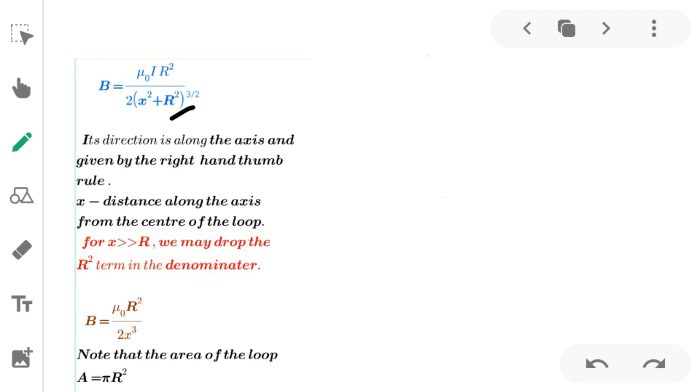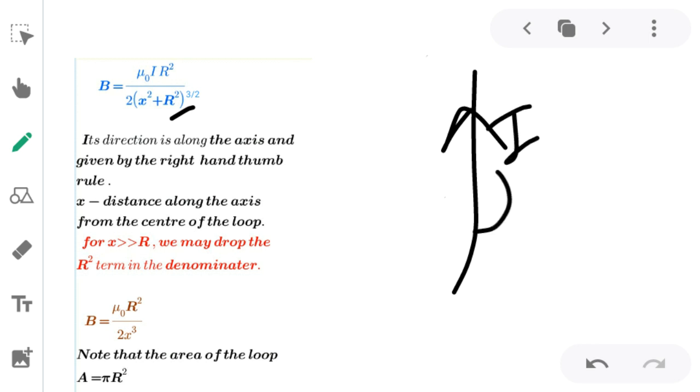You know what the right hand thumb rule is. If this is a current carrying element, hold the conductor in such a manner that the thumb points towards the direction of the current, and the circular fingers holding the wire show the direction of the magnetic field. So this is known as the right hand thumb rule.